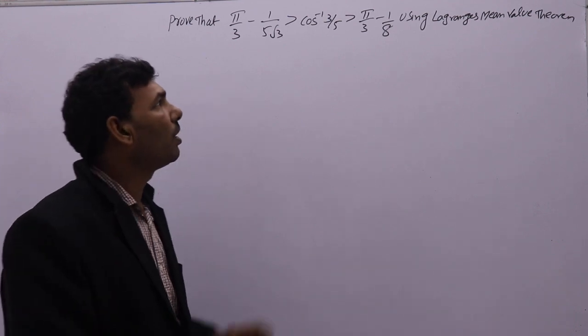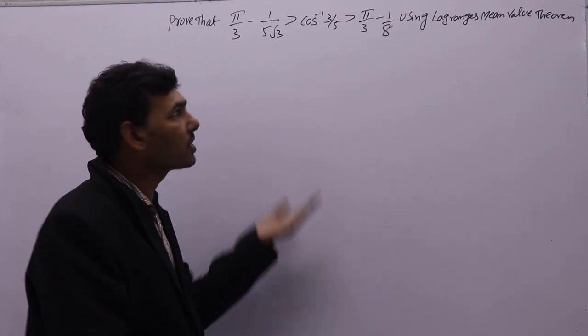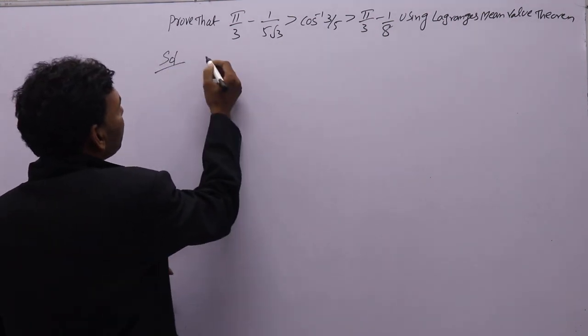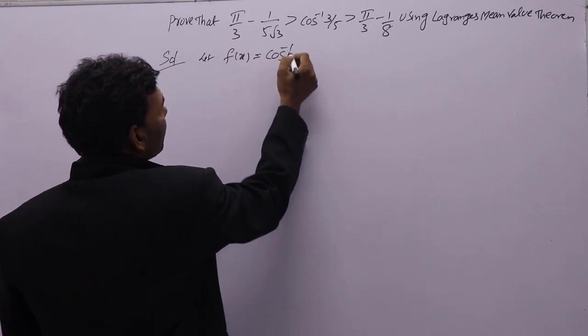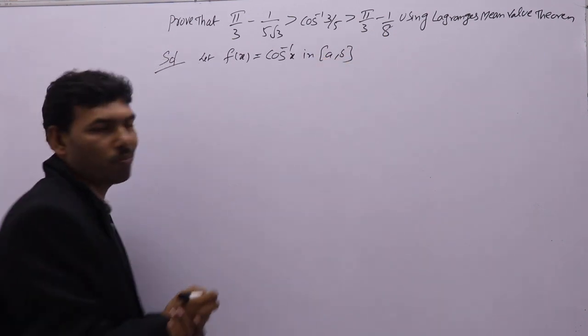So next, a sum on Lagrange's mean value theorem only. I said tan inverse, sine inverse, cos inverse sums. Next, the cos inverse sum. By assuming f of x as cos inverse x in the closed interval a comma b, we can solve this one easily.